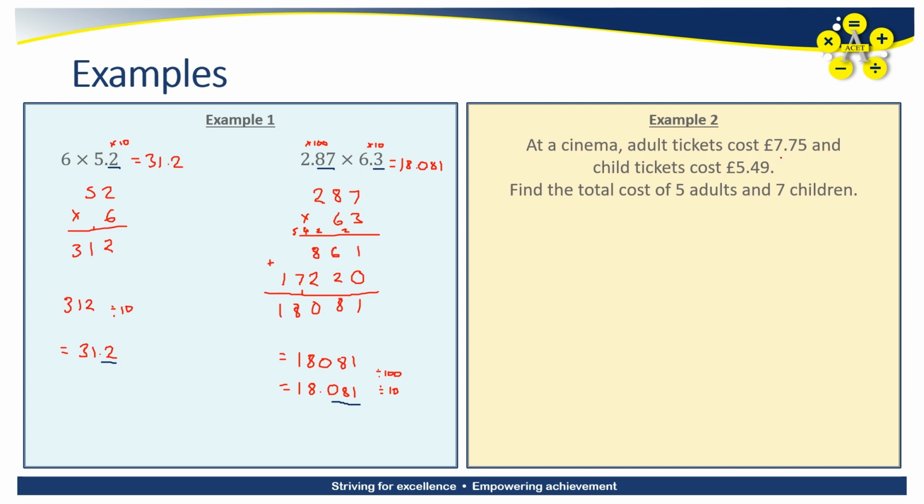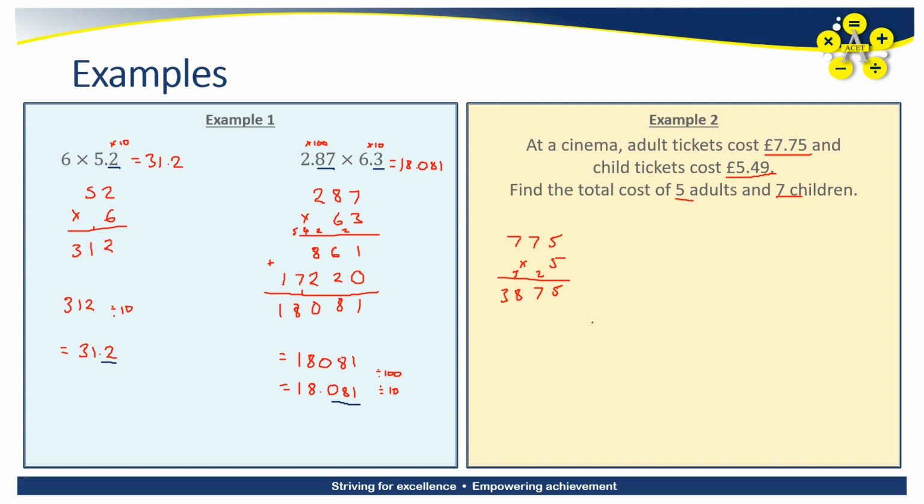I've got a cinema and I've got adult tickets costing £7.75, whilst child tickets are costing £5.49. I'm interested in 5 adults and 7 children. So I'll start with the adults. 5 adults at £7.75. Remember, I'm going to use the integers, so I'm going to go 775 multiplied by 5. 5 times 5 is 25, 7 times 5 is 35, keeping my 2 to give me 37, and 7 times 5 is 35. This time I've got 3 to give me 38.